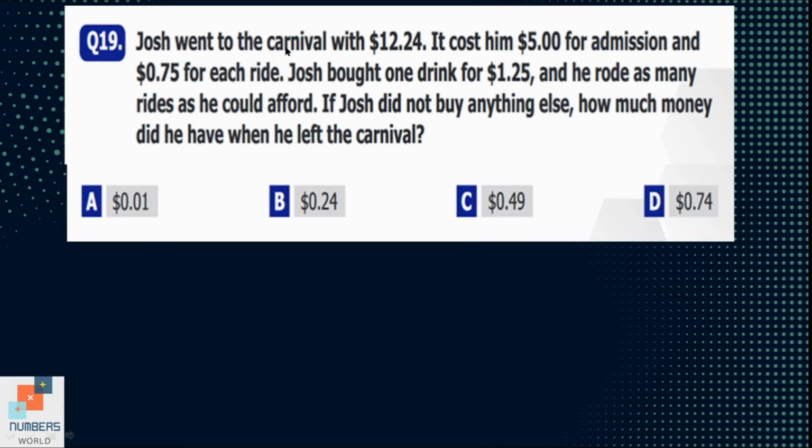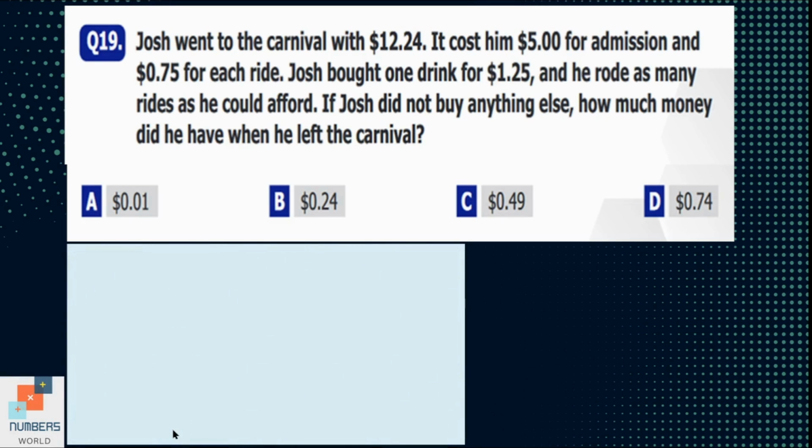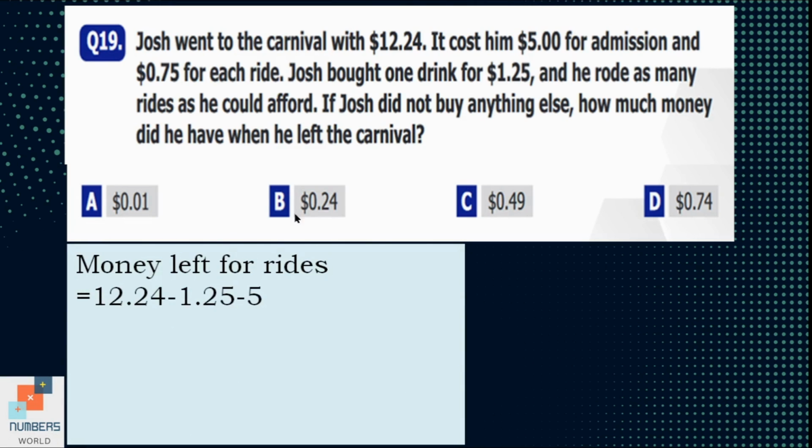Question number 19. Josh went to the carnival with $12.24. It cost him $5 for admission and $0.75 for each ride. Josh bought one drink for $1.25 and he rode as many rides as he could afford. If Josh did not buy anything else, how much money did he have when he left the carnival? So we will calculate the remaining money by subtracting the admission fee and the cost of the drink out of the total, which is equal to $5.99.